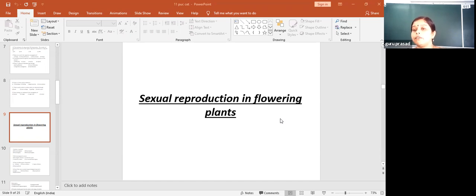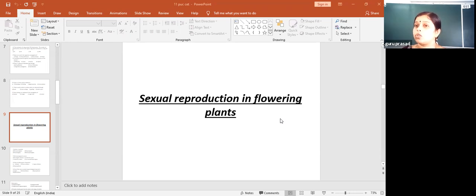Hence, 3 nuclei are fusing at a time. It is also called what? Triple fusion. Double fertilization and triple fusion are characteristic features of angiosperms. Got it? So after fertilization, post-fertilization events take place.